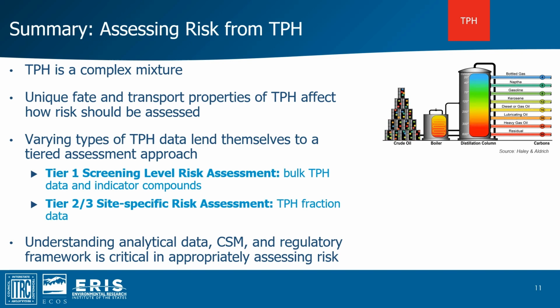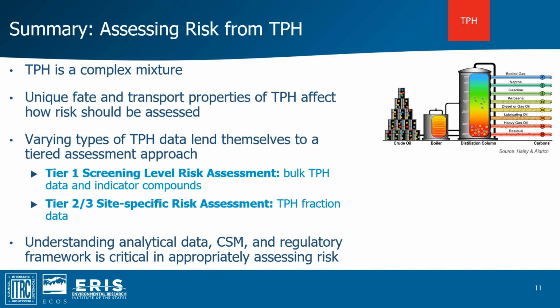For the initial Tier 1 screening level risk assessment, collection of bulk TPH data and indicator compounds can be helpful in identifying risk. If a Tier 2, Tier 3 site-specific risk assessment is required, collection of TPH fraction data is essential to characterize the TPH mixture and assign appropriate toxicity values when calculating risk. It is so important to understand your TPH regulatory framework, as this will help you navigate this risk assessment process at your site.